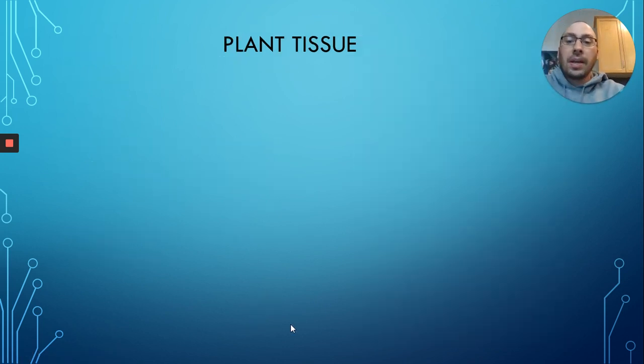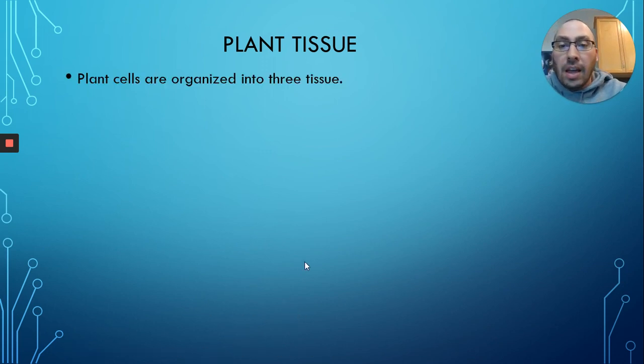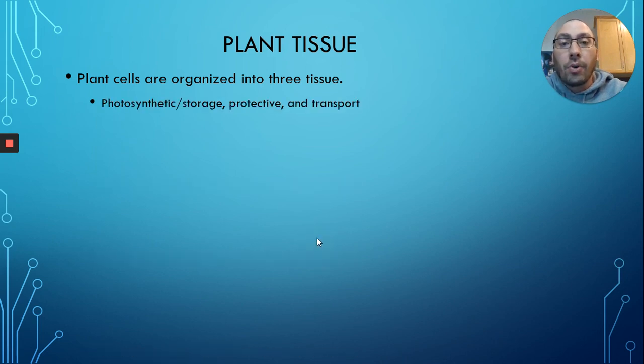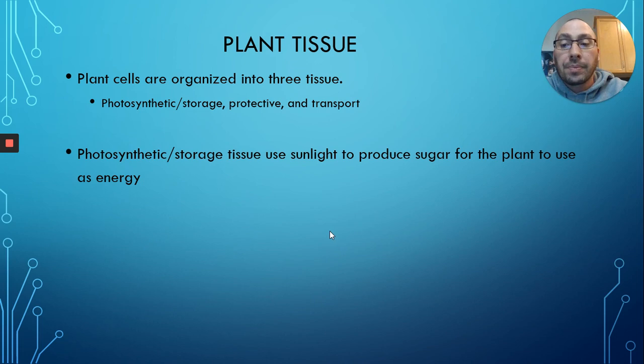Plant tissue. Plants are a little bit different than animals. Plant cells are also organized into 3 different tissues. Okay, there's photosynthetic / storage tissue, protective tissue, and transport tissue. I'm not going to go into tons of detail here, but very quickly, the storage and photosynthetic tissue, that's where sunlight is used to produce sugar for the plant to use as energy. We all know about photosynthesis.